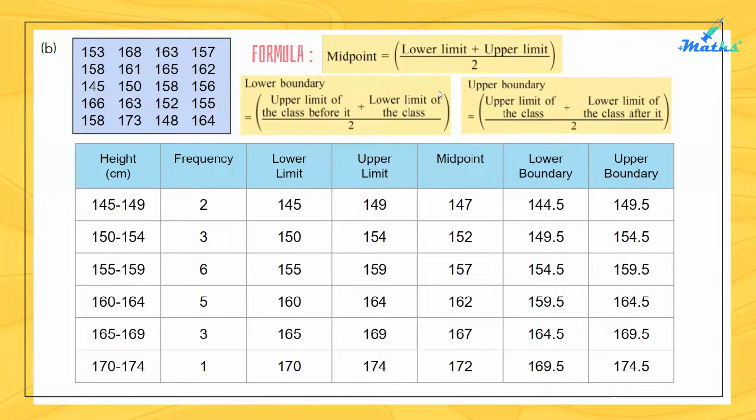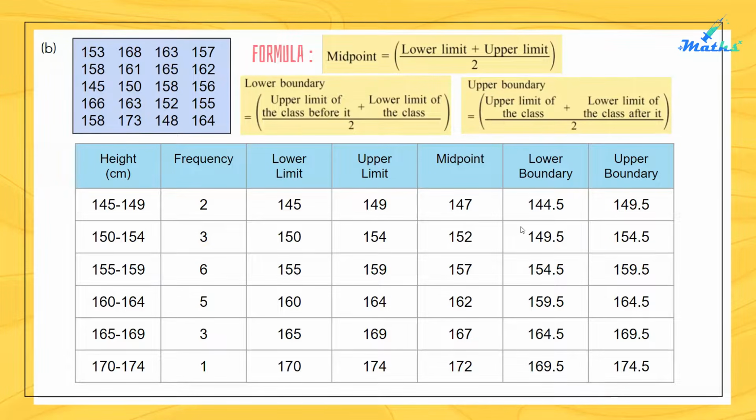For the midpoint, we use the formula: lower limit plus upper limit divided by 2. So we use 145 plus 149 and divide by 2. We get 147. So this is the midpoint for 145 to 149. For the next, we do the same: 150 plus 154 divided by 2, so we get 152.